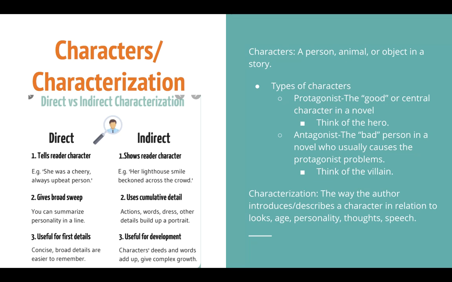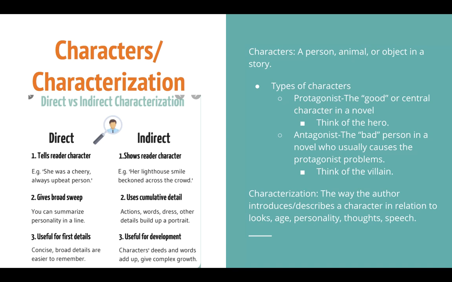Then we have characterization. It's the way in which the author introduces or describes a character in relation to their looks, age, personality, thoughts, and speech. A lot of times when we're reading and a character is introduced, the author will give us an image of what these characters might look like. We're also able to come up with our own opinions of that character based on some of the things that they say, or the thoughts that they might have. So if we direct our attention over to the left side of the screen, we have 2 different ways that authors will include characterization in their writing. There's direct characterization and indirect characterization.